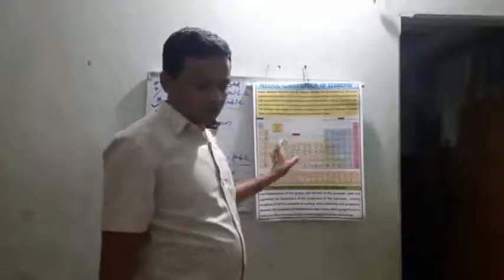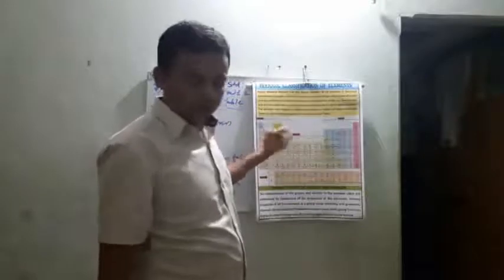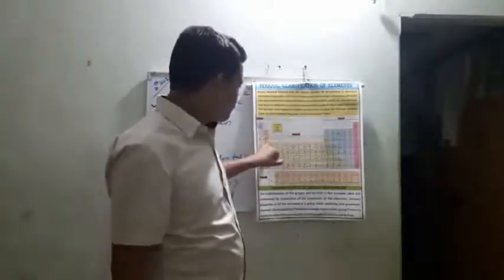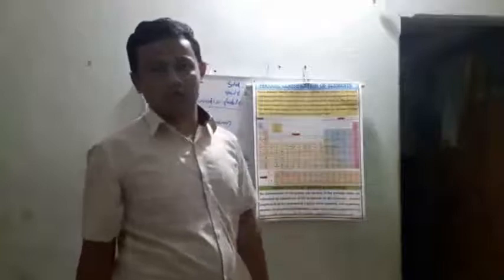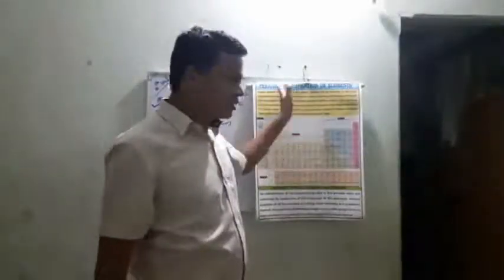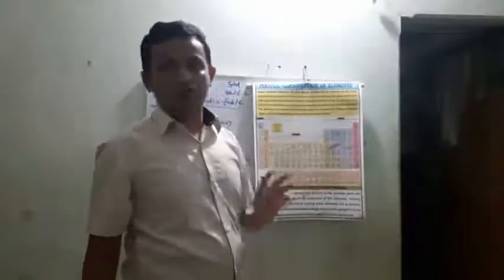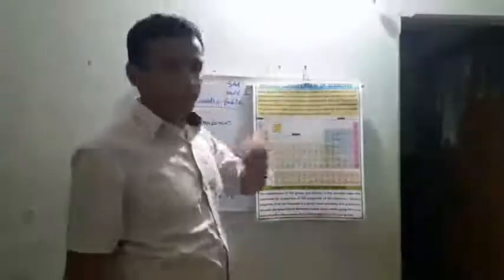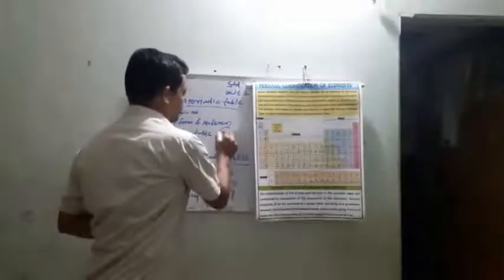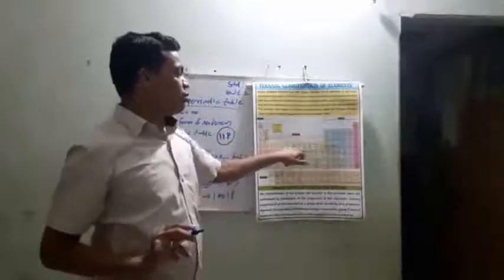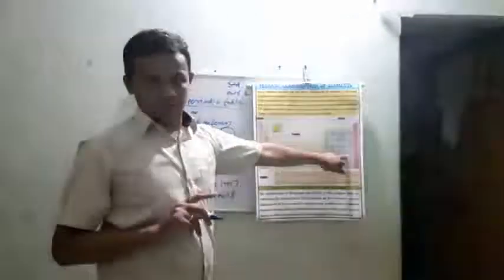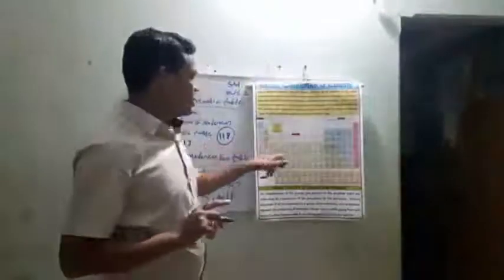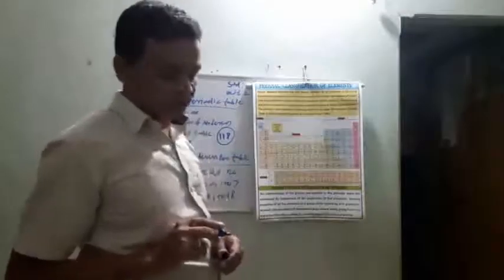Now in this modern periodic table, there are 118 boxes, as we have seen, due to the formation of these periods and groups. There is a formation of boxes, and each box indicates one element. So 118 elements are placed here.